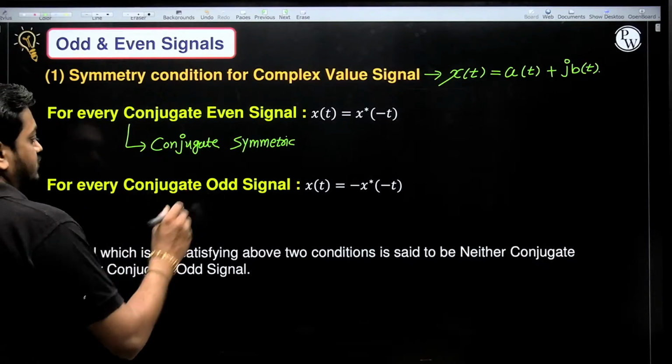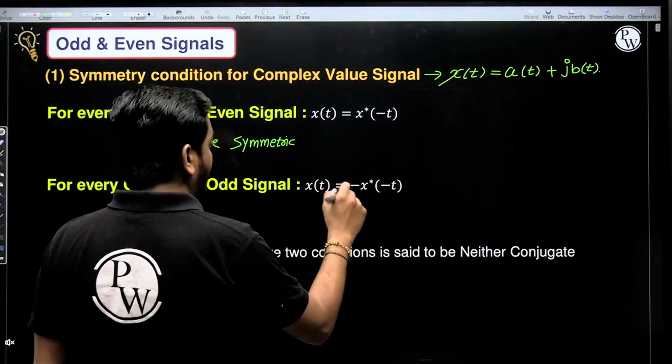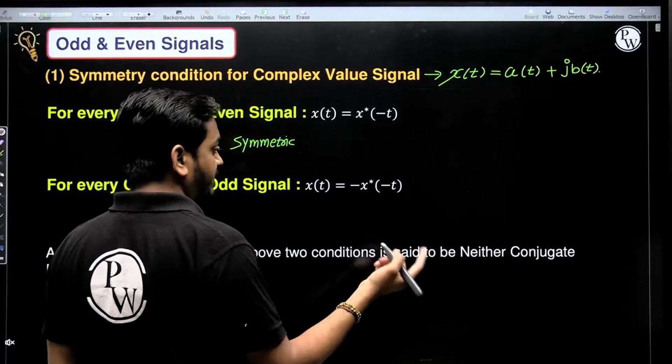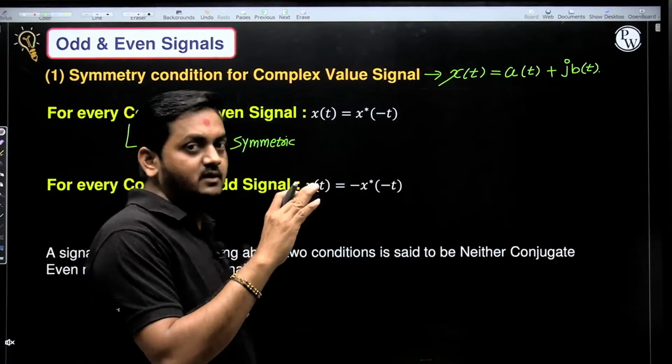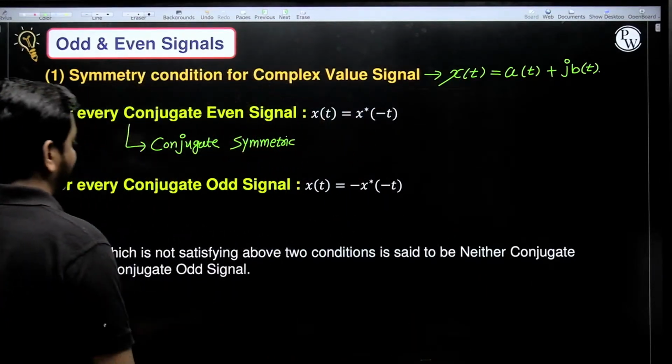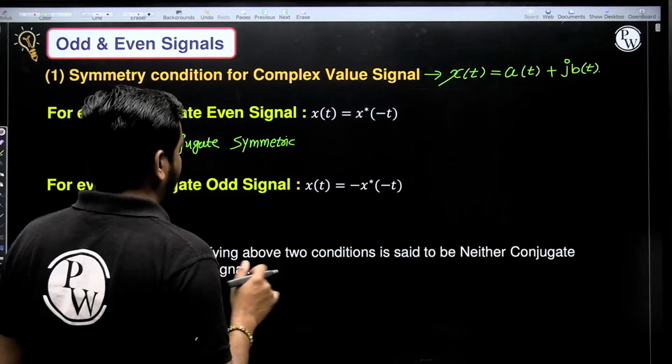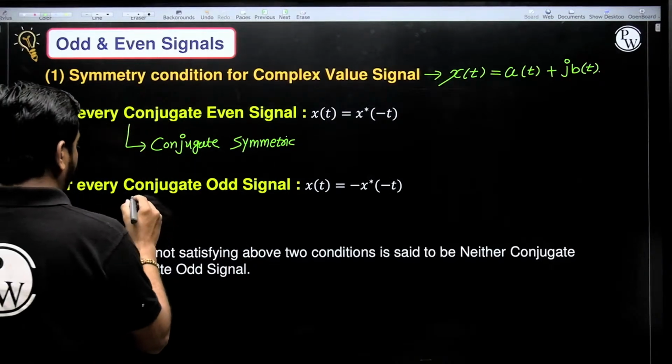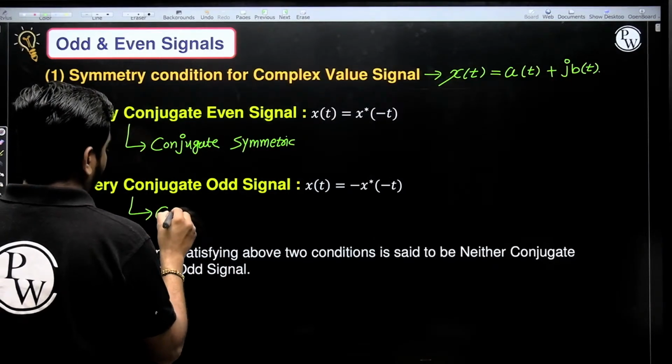Similarly, for every conjugate odd signal, x of t equals minus x conjugate of minus t. So first t becomes minus t, first time reversal, then amplitude reversal, and finally conjugation also. Okay, and same condition for the discrete time signal also, and it is also known as conjugate anti-symmetric.